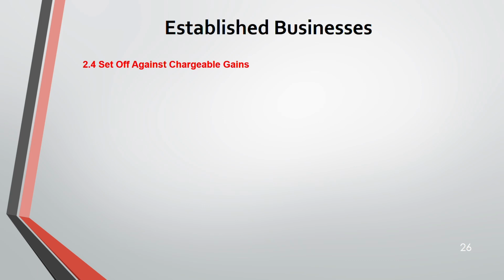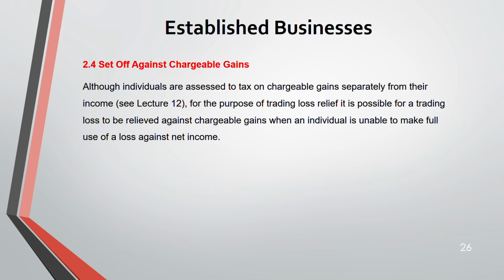Next, set off against chargeable gain. Even though individuals are assessed to tax on chargeable gain separately from their income, as we'll see in lecture 12, for the purpose of trading loss relief it is possible for a trading loss to be relieved against your chargeable gains when an individual is unable to make full use of a loss against net income, then against their total income.